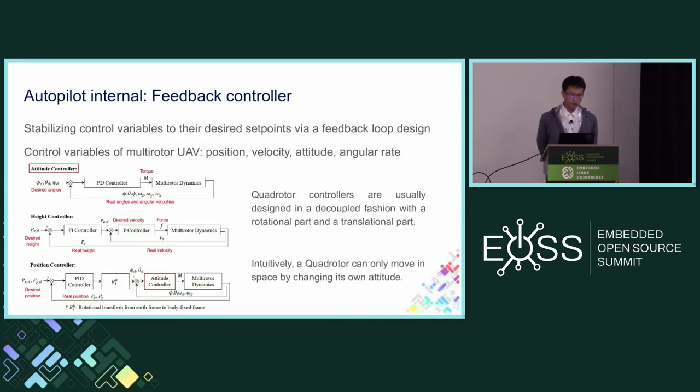Next, a feedback controller is used to stabilize control variables to their desired set points through a feedback loop, just like the picture illustrates. The control variables of multi-rotor UAVs commonly are the position, velocity, attitude, and angular velocity.